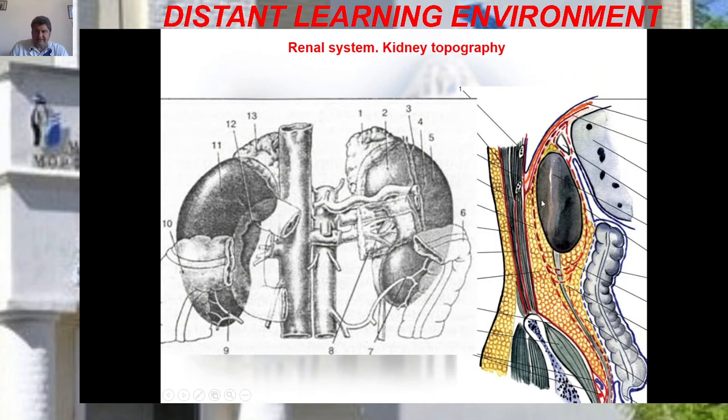So, the capsules of kidney. The kidney is invested in its own fibrous capsule, capsula fibrosa, a fine smooth lamina intimately attached to the renal substance. Normally, it can be separated from the renal substance quite easily. You may see this capsule here in black color.